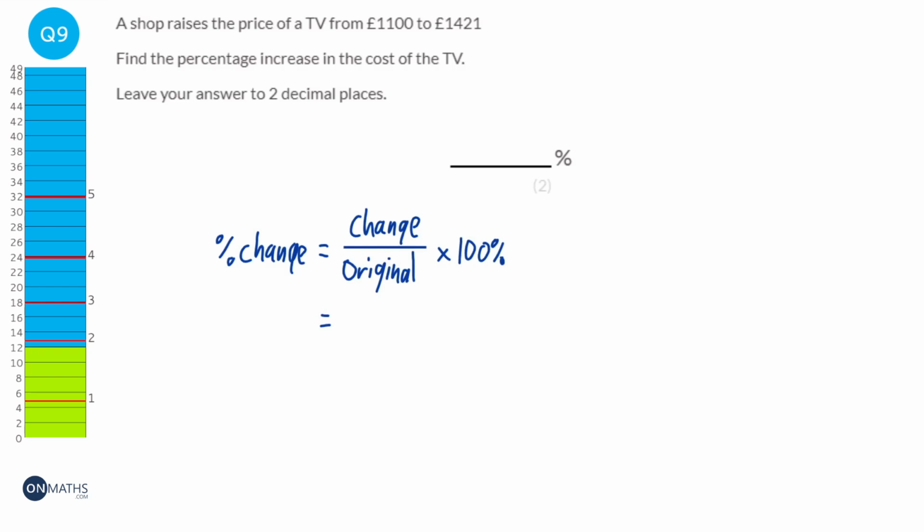1,421 and 1,100. So we're going to do 1,421 take away 1,100, which is 321. Divide that by the original amount. So the original amount was the 1,100, and then times by 100%. And that's going to be 29.18%.